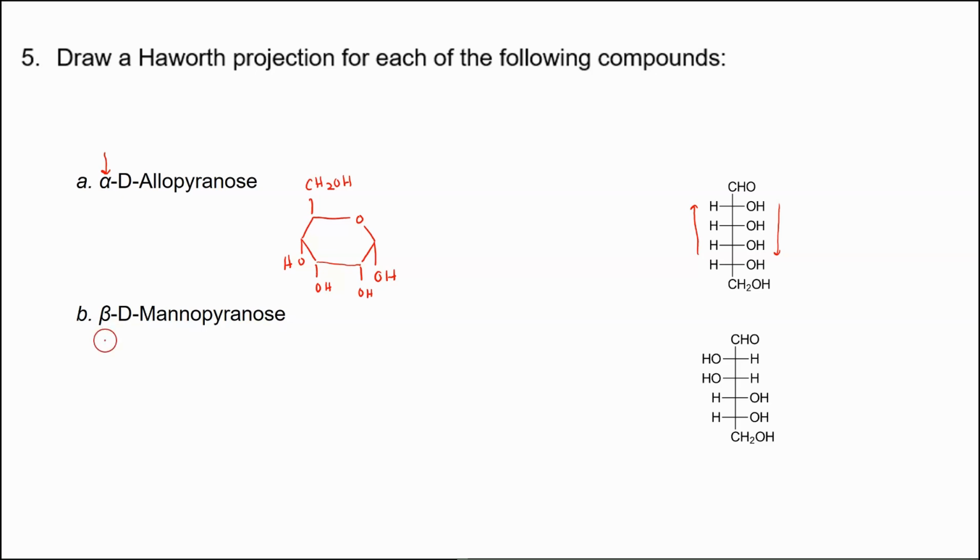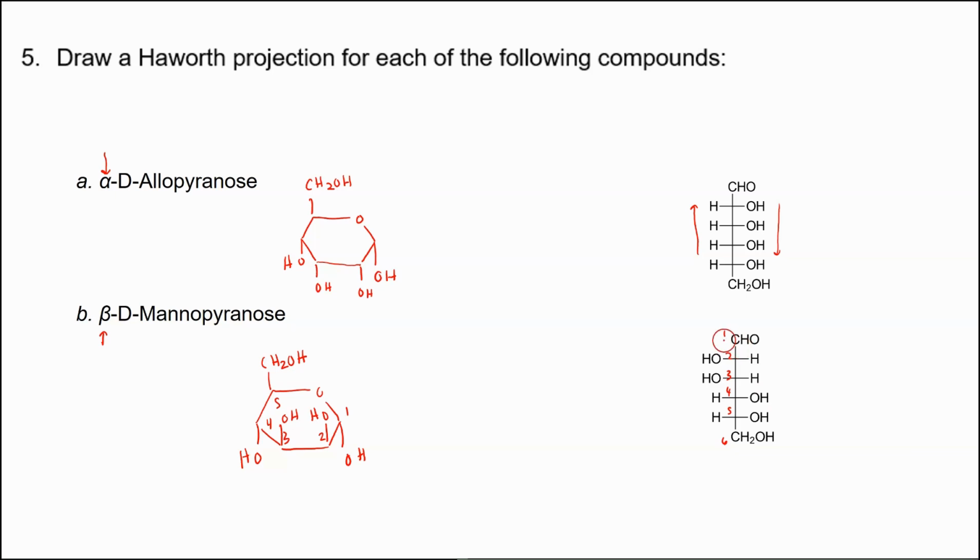For beta mannopyranose, our alcohol is going to be up at the anomeric carbon, which is carbon 1. CH2OH, this is 2. All right, at 2, our alcohol is on the left, so this should be up. At 3, it is up. 4 is going to be down. So that's how we do that.